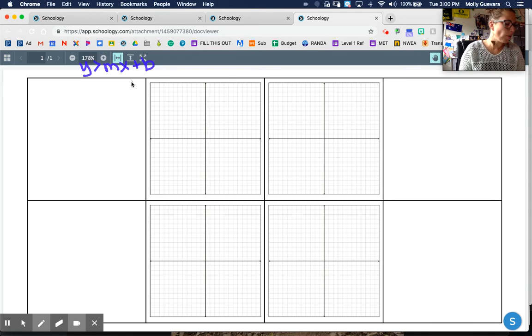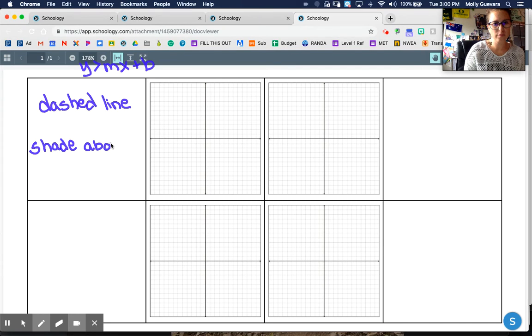If I have an inequality in this form, first of all, it's going to be a dashed line, and we're going to talk about y here in a second. And then you're also going to shade above the line, and we'll talk about that too. When I look here, I want all my y values to be greater than the line. Cannot be equal to the line, only greater than.